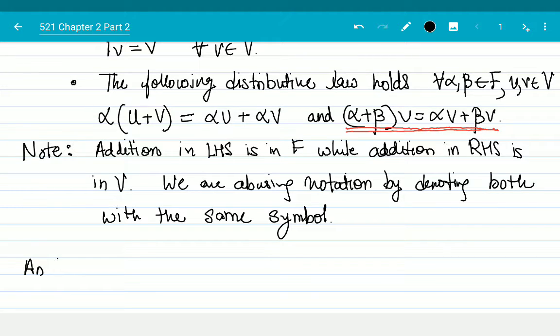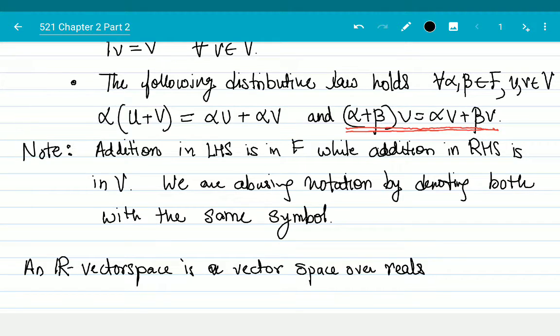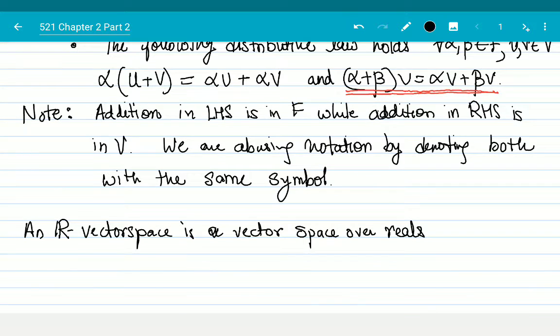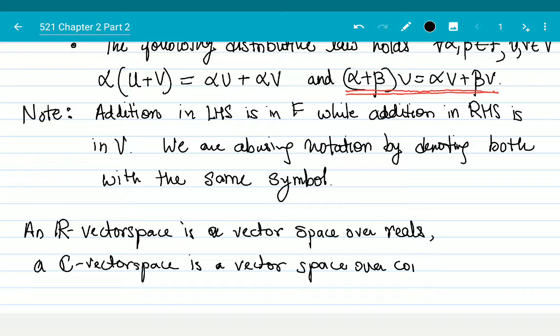An R vector space is a vector space over the reals. Similarly, a C vector space is a vector space over the complex numbers.